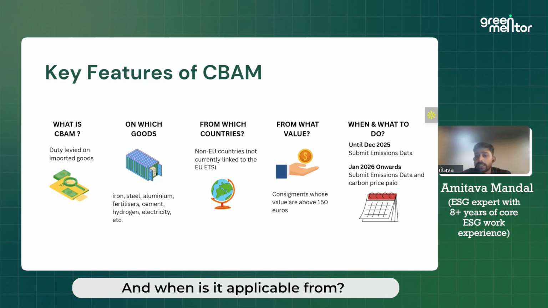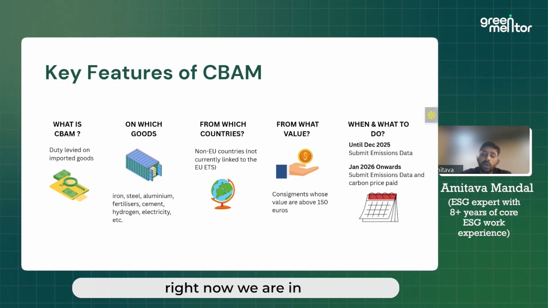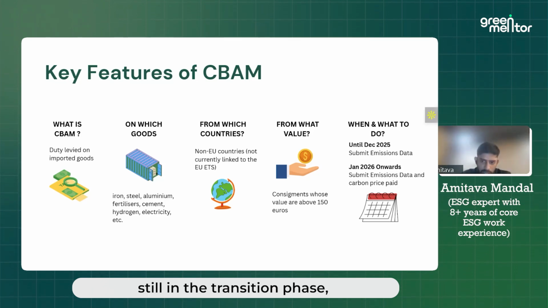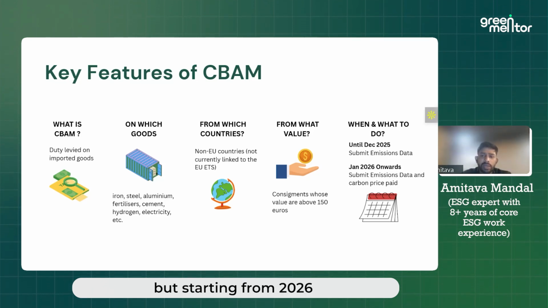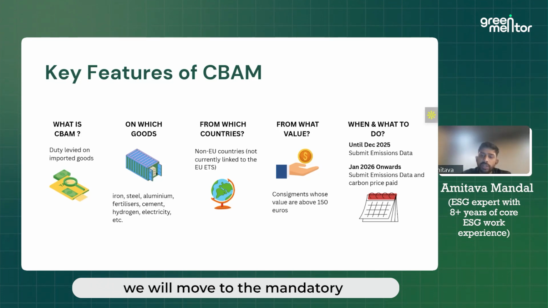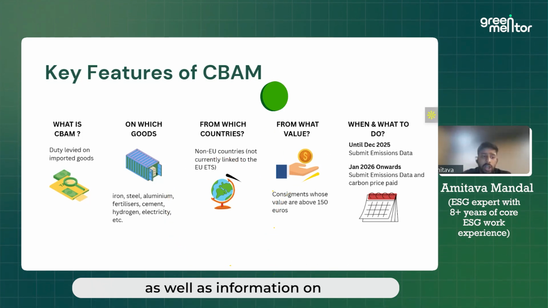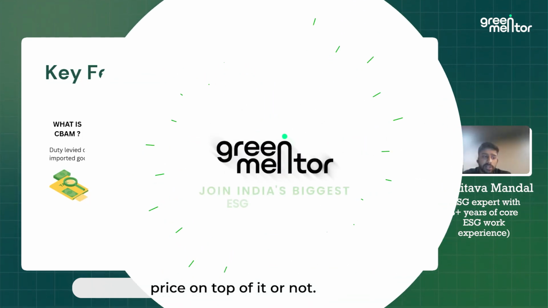And when is it applicable from? Technically, right now, we are in the transitional phase. It started back in 2023, and we are still in the transitional phase. But starting from 2026, we will move into the mandatory phase, right? So from January 2026, we have to submit our emissions data as well as information on whether we have paid any carbon price on top of it or not.